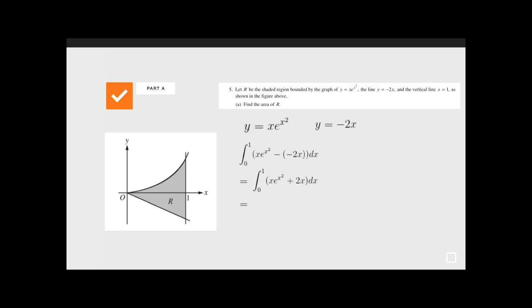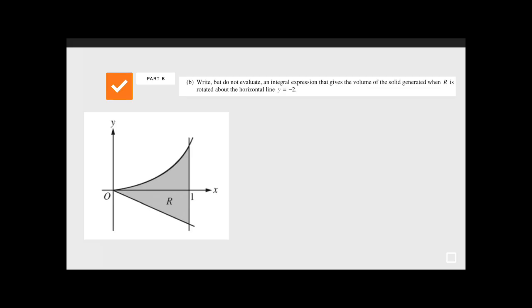And after some calculation, you can get the answer, which is half of e plus 0.5. So for part B, we just need to use Washer's method. And I have provided the formula of Washer's method on the right, so you can have a look at it.